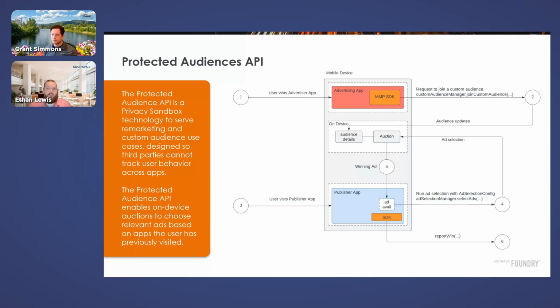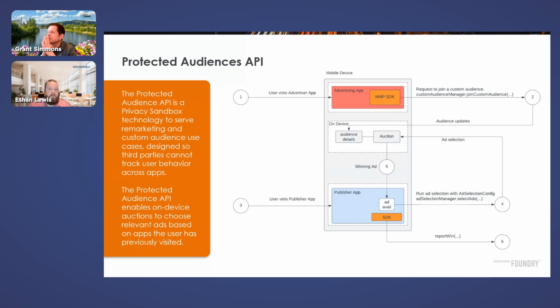That all lives on device. Once that call is made, it gets stored on device and later can be used within an ad auction or ad request when a publisher has the opportunity to serve an ad avail. So stepping into the publisher lens, a user visits now a publisher that has an ad unit available.